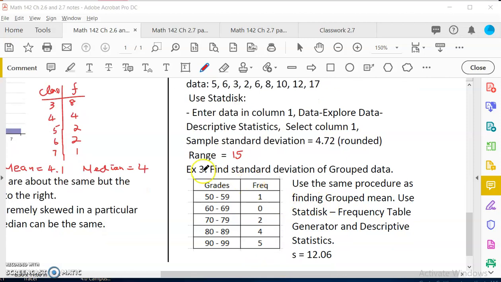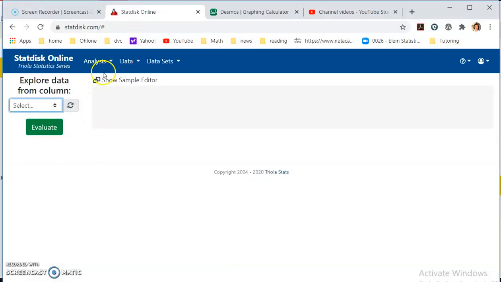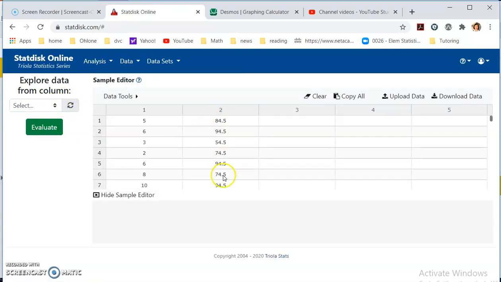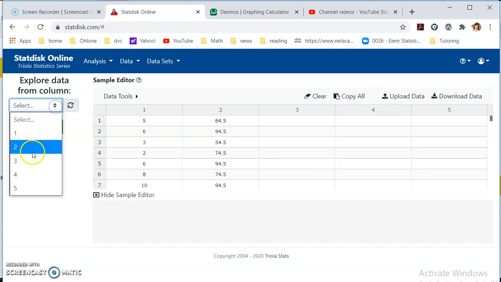And so we were working on example 3, where we have grouped data in a frequency distribution and we want to find the grouped standard deviation. So how do they spread out? We have entered this into StatDisk. We show the editor. So we generate the data by using the frequency table generator. And now we are going to calculate it.